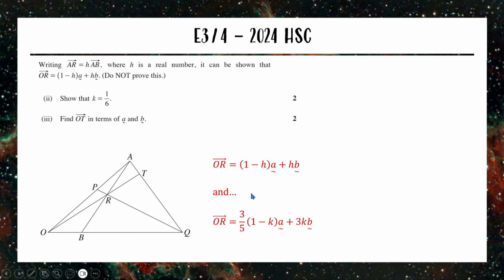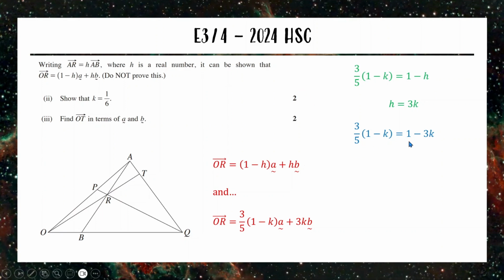And now we're just going to say, all right, these are the same thing. So that means that 1 minus H has got to be equal to 3/5 of 1 minus K. Okay, so X components are equivalent and our Y components are equivalent. H is equal to 3K. And now we just have a pair of simultaneous equations that we can solve to figure out what K is. So let's take equation 1, and we can change H to be equal to 3K. So now the right-hand side is 1 minus 3K.